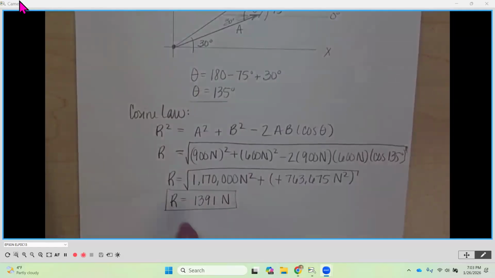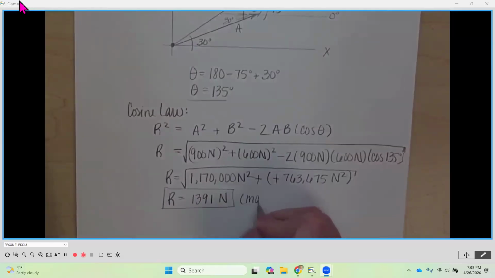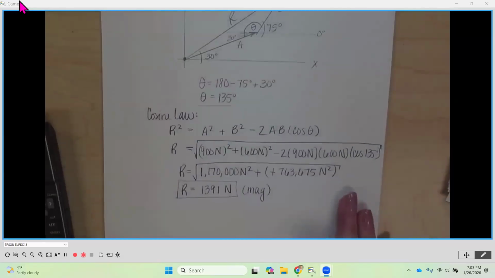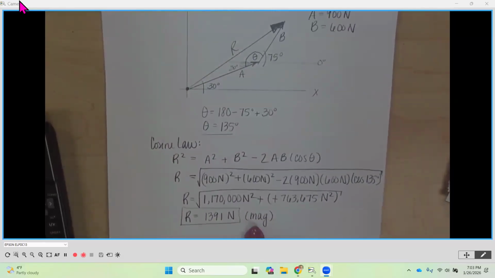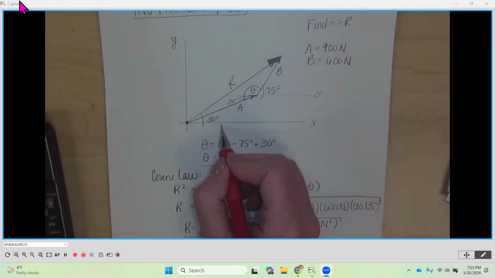Okay. So this is our, and I'm just putting this in parentheses, this is our magnitude, okay? So did everybody get the 1391, right? Okay, that's the magnitude of our vector. Remember, to fully define a vector, we need both magnitude and direction.